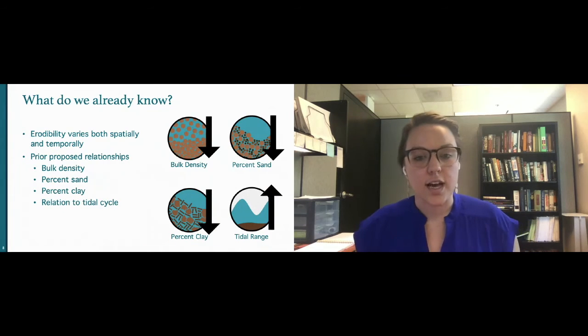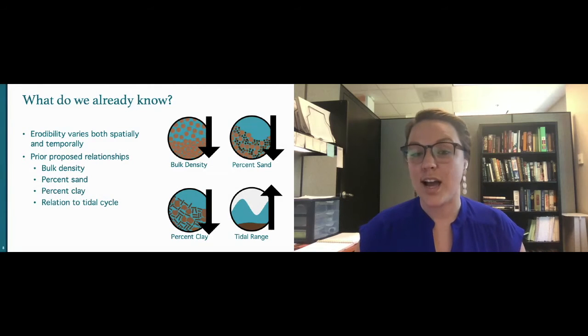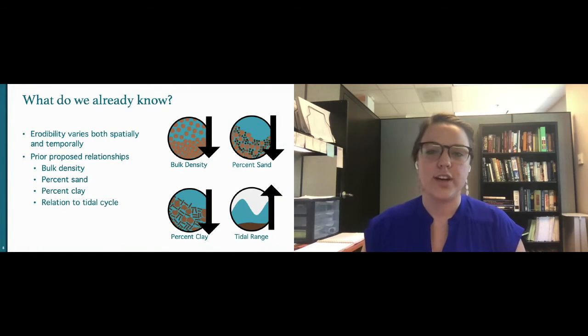And then lastly, relation to tidal range. So it's been shown that there has been higher erodibility after times of a spring tide, so during higher tidal ranges or larger tidal ranges, and this is due to higher bed stresses kind of chewing up that surface sediment and allowing it to be easily eroded thereafter.